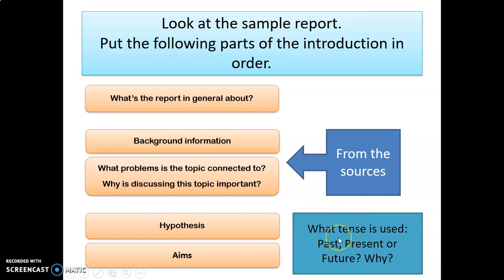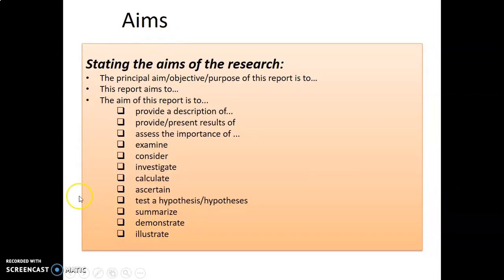What tense is used in the introduction? Is it past, present, or future? Actually, present. It's present, if you have noticed. Why? Because when you talk about the background information and the problems and importance of the topic, it's mostly some general facts, right? Unless you talk about some examples from the past, then you use the past tense.